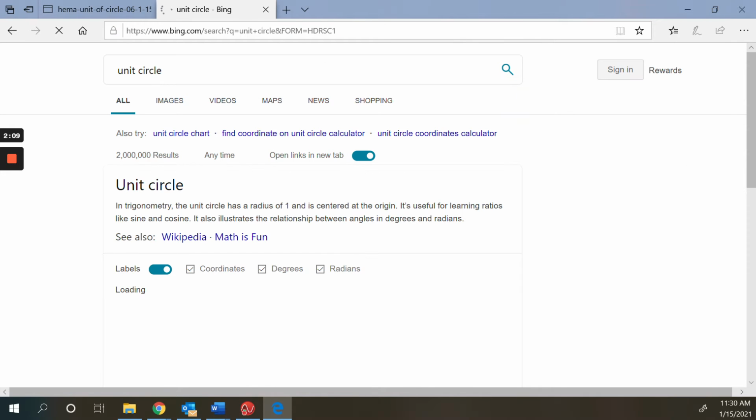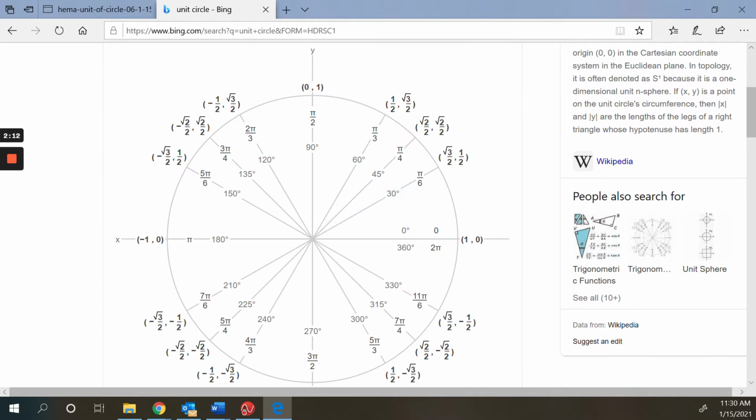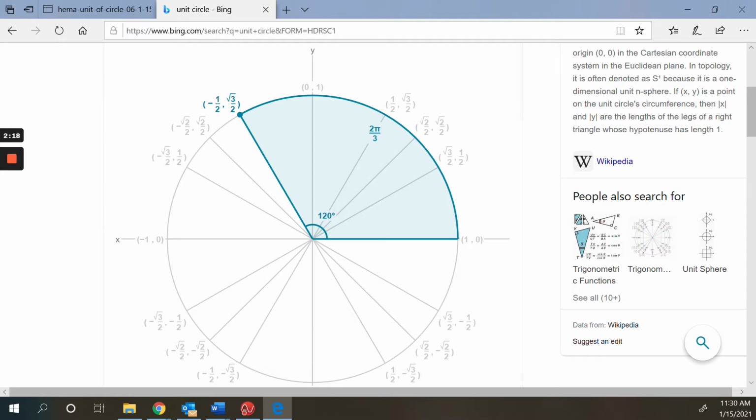Okay, so for instance, as we look at this chart again, if I click on this one, we notice the angle in the middle went 120 degrees, and then the line across the top represents 2 pi thirds. So 120 degrees represents the same thing on the unit circle as does 2 pi thirds.